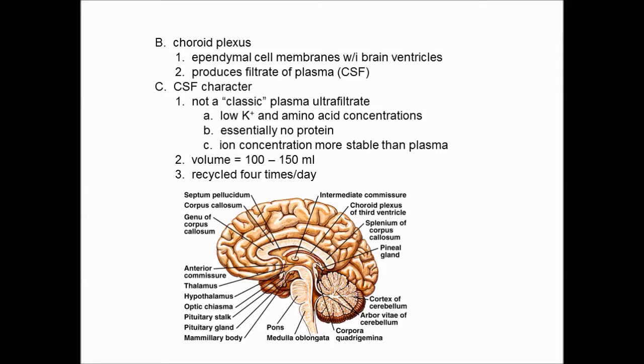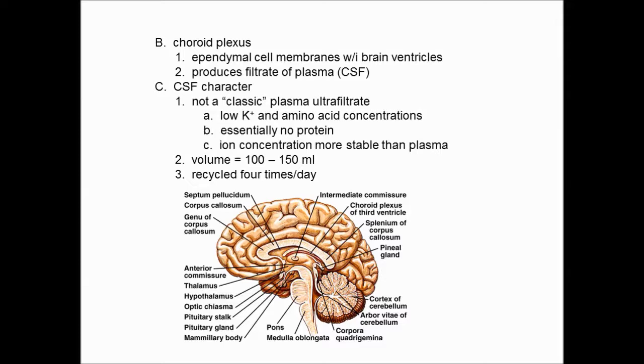It has very low potassium, lower than even 2 to 3 millimolar, lower even than plasma, and very low amino acids, which is an interesting realization. Amino acids can easily cross most capillaries, but if we allow a lot of amino acids in the cerebrospinal fluid, many of them act as neurotransmitters, so it would disrupt the brain function. So we allow very little amino acids into the cerebrospinal fluid and essentially no protein.